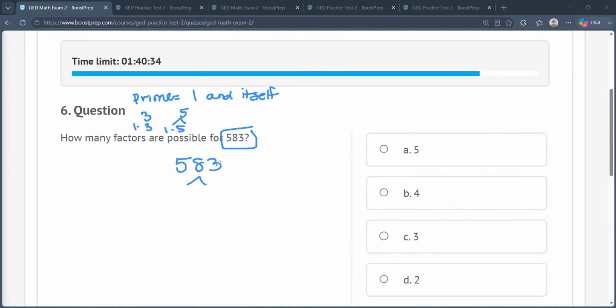You could do it a lot of ways. So you could do 11 and 53, right? 11 times 53 is 583, and then 53 is prime. 11 is also prime, right? These two numbers are prime. So you have 11 and 53, which is 2, and then don't forget, you can also use 1 and itself. So that's an additional 2. So the total amount would be 4. 4 factors or 4 prime numbers. Okay.